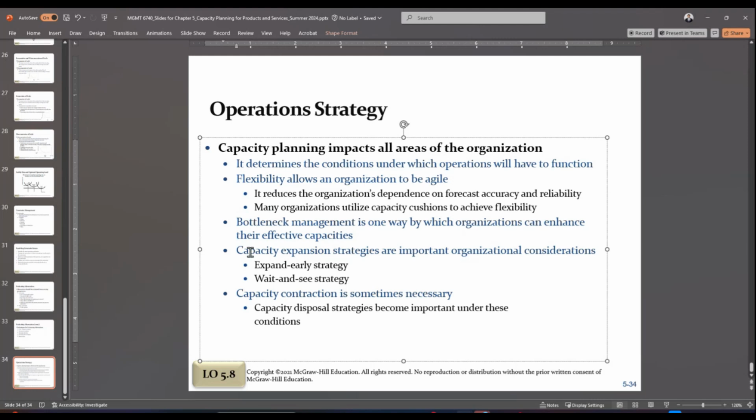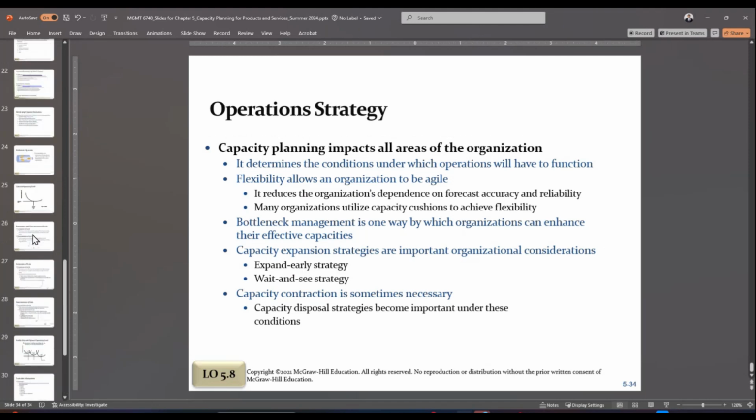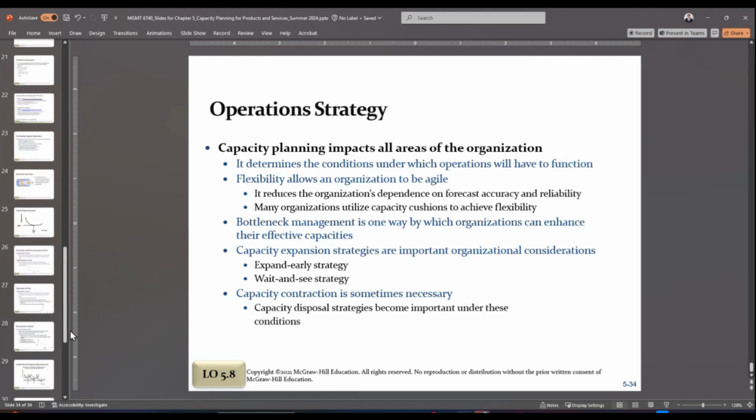And then capacity expansion strategies are important: the expand early strategy or the wait and see strategy, that is, the proactive or follow strategy. It all depends upon your organization. Then contraction is sometimes, definitely, required. Again, not a preferred way, but contraction of capacity is sometimes required.